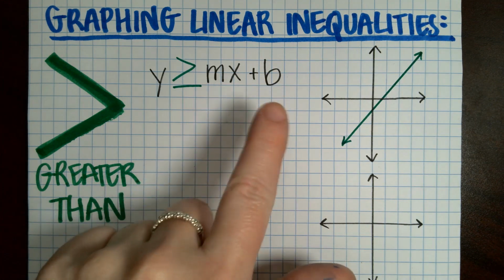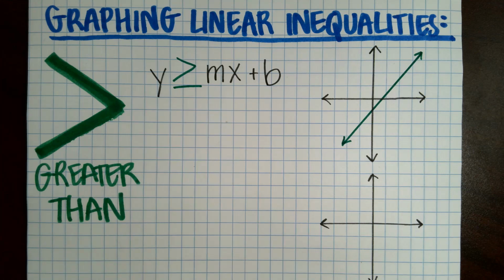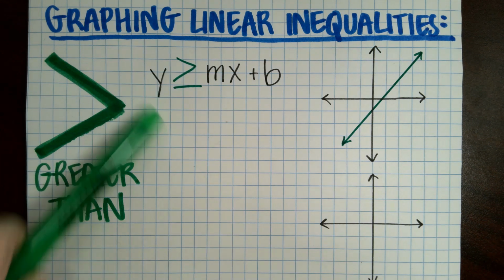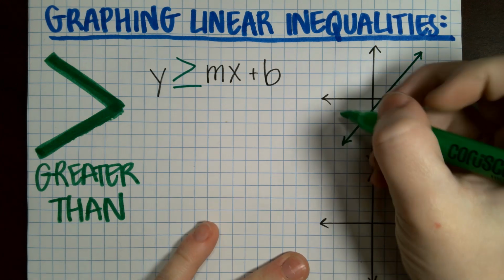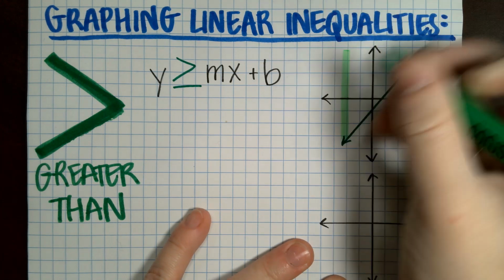So if y is greater than or equal to mx plus b, do you think we'll be shading up or down? Up, because it's greater. We're looking at the y is greater, so we're looking up and down. And we're going to shade up.